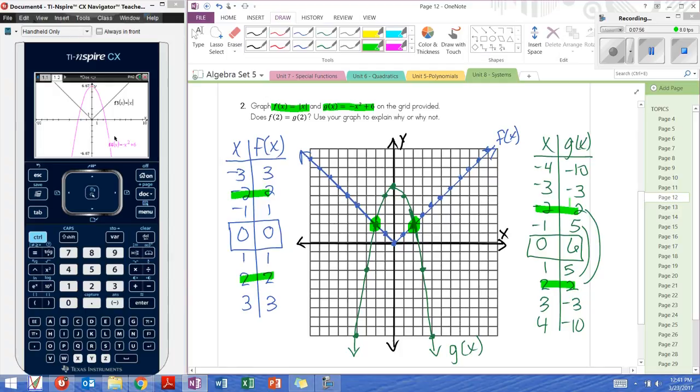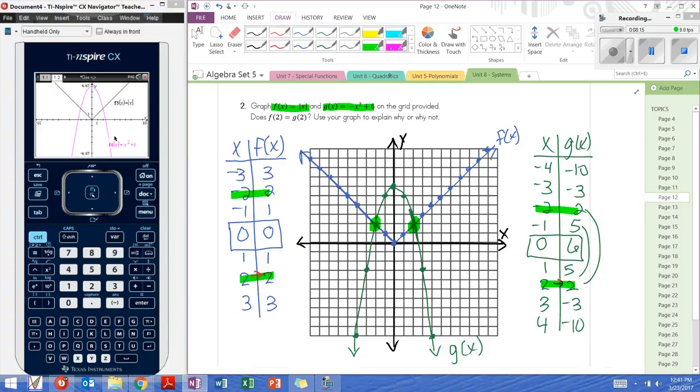So we graph them, and then it asks us, does f of 2 equal g of 2? Well, f of 2 is, well, we input 2. What do we get out? We input 2. What do we get out for both f of x and g of x? And is this true? Does f of 2 equal g of 2? And the answer is yes.